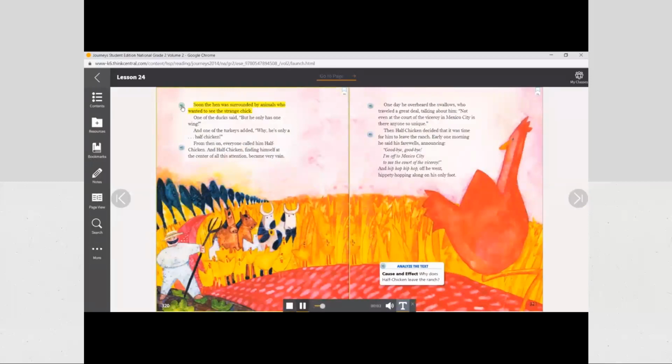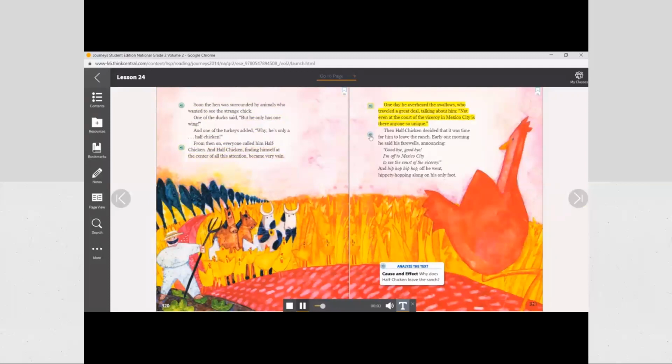The hen was surrounded by animals who wanted to see the strange chick. One of the ducks said, "But he only has one wing." And one of the turkeys added, "Why, he's only a half chicken." From then on, everyone called him Half Chicken, and Half Chicken, finding himself at the center of all this attention, became very vain.